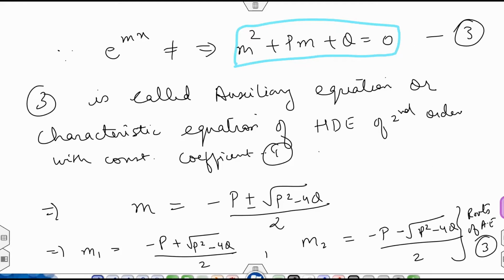Now we will see 3 cases. These are the values of m for which y equal to e to the power mx is the solution of 1. So we will look at the 3 cases: when p square minus 4q is greater than 0, when p square minus 4q is equal to 0, and when p square minus 4q is less than 0. We will discuss these 3 cases.